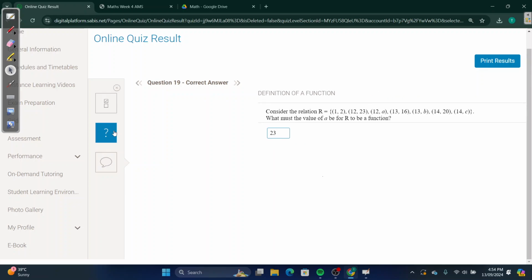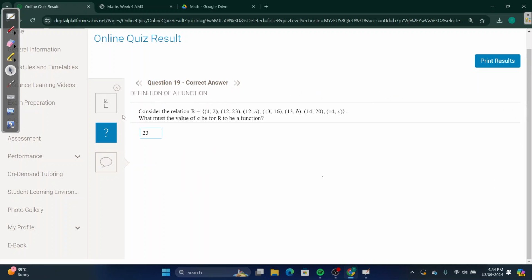Question 19. Consider the relation A. I explained this like 2 weeks ago. For it to be a function, you can only have one y value corresponding to your x value. That's the point. So you have 12 here already. So A has to be 23, B has to be 16, and C has to be 20. They want A, so A is 23.